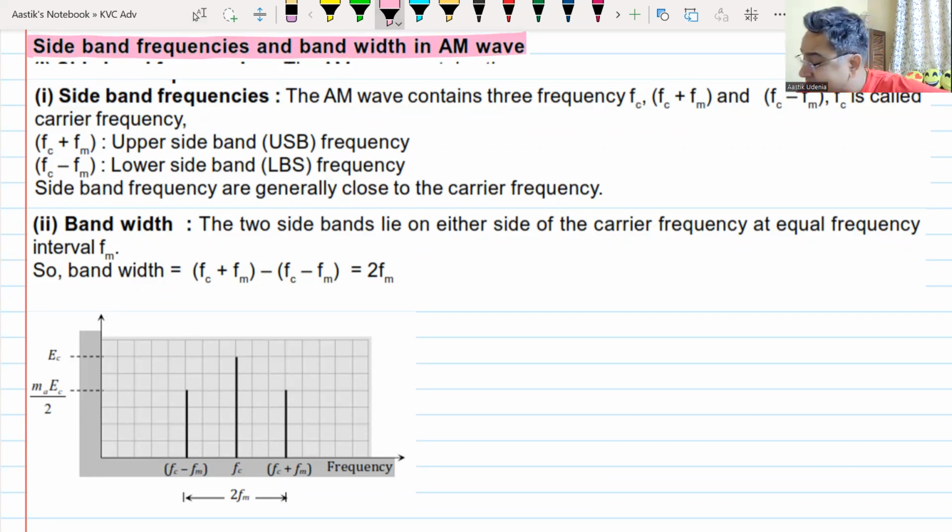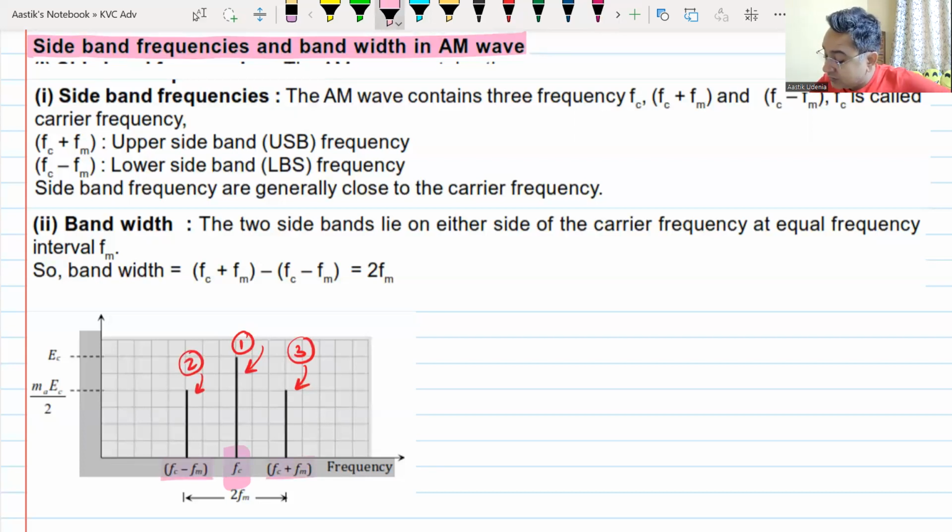We have seen that your AM wave consists of 3 waves. Yes or no? Yes, sir. The first wave is having a frequency of F_C, the carrier frequency. Yes or no? Yes, sir. The second wave is having a frequency F_C minus F_M. Do we remember this? Yes, sir. And the third one is having a frequency F_C plus F_M. Yes or no?